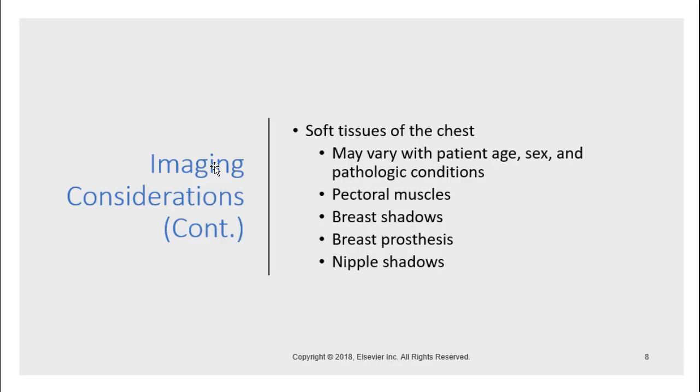There's soft tissues of the chest, and they vary depending on patient's age, sex, and pathological conditions. So there's the pectoralis muscles. There's breast shadows that you may see. There's breast prosthetics that you may see, and sometimes the nipples are dense and they will show up and they look like a lesion on a chest x-ray.